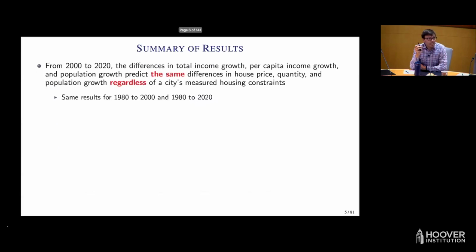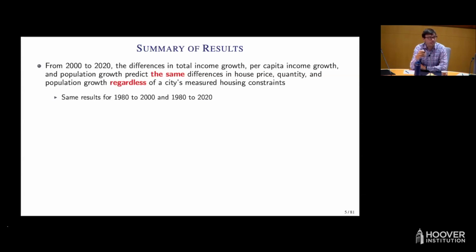What we find is that from 2000 to 2020, differences in total income growth, per capita income growth, or population growth predict exactly the same differences in house price growth, housing quantity growth, and population growth, regardless of the city's measured housing constraints. So regardless of whether they're measured to be more or less constrained. With our data we can, to some extent, go back to 1980 as well, and there we find the same results.